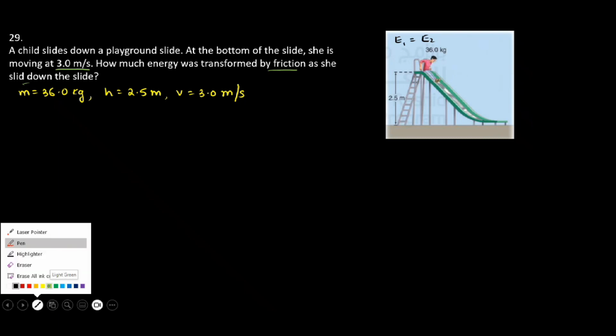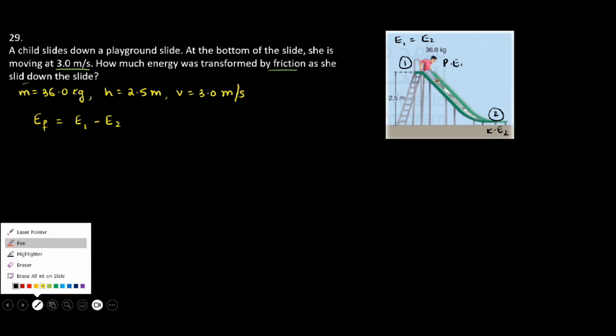Generally, when we discuss the law of conservation of energy, we say that energy at any 2 points is equal. But when friction forces are involved, some of this energy is lost to do work against the force of friction. So energy transformed by the friction force can be found by taking the difference between these two energies. It will be energy at point 1 minus energy at point 2.